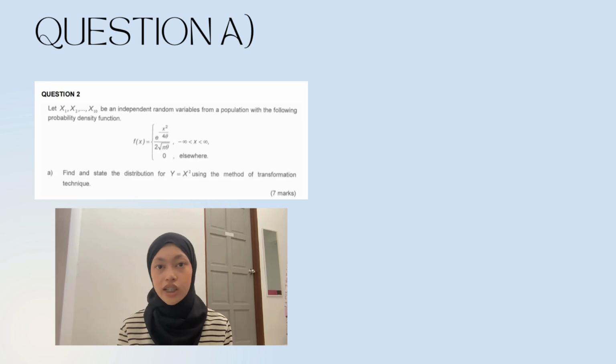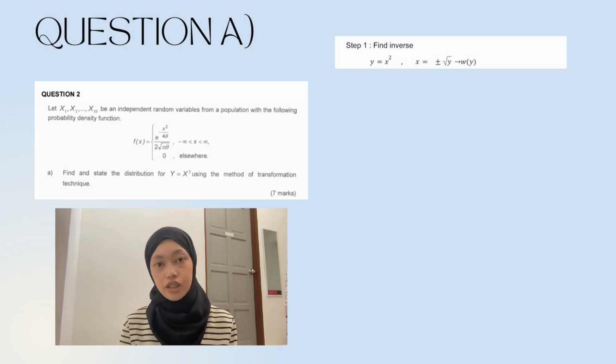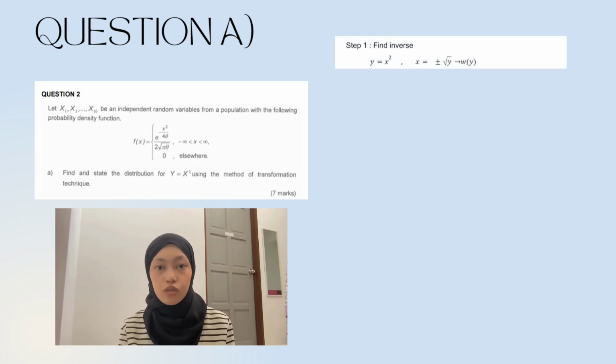For this part, I will explain question 2A, which is the distribution function of y equal to x squared using the transformation method. Okay, so we will start. For step 1, we need to find the inverse first. To find the inverse, we need to solve for x, and then the inverse will be x equal to plus minus square root of y.